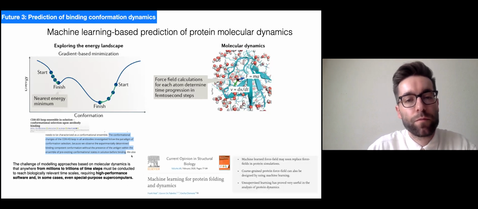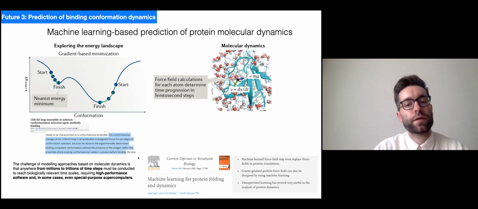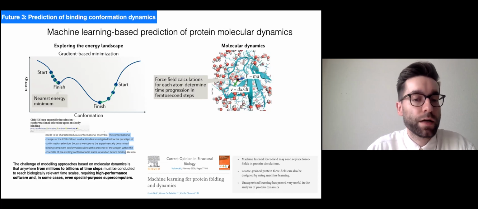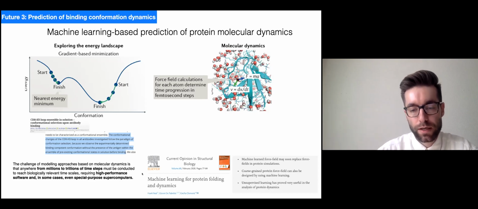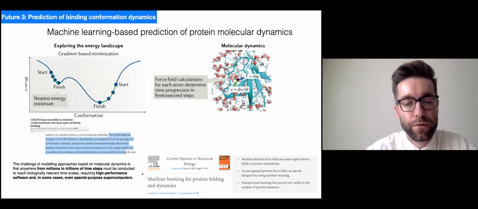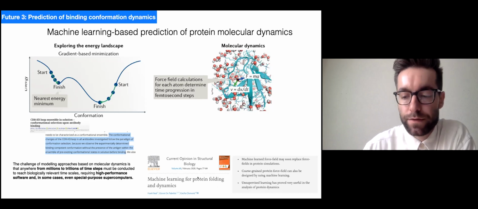And as you probably all know, molecular dynamics simulation takes a lot of time, usually supercomputers. And if we could shortcut that with a machine learning model, that would of course be fantastic. And there is a lot of progress in the field on that, which was recently reviewed here. So I encourage you to read that review.